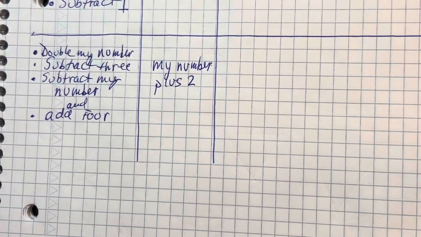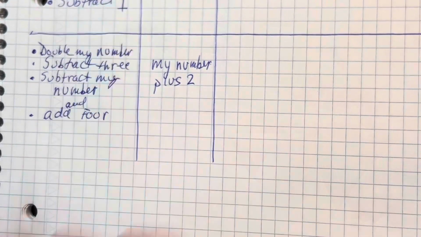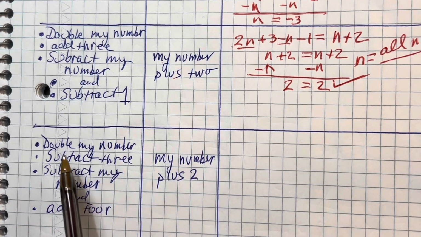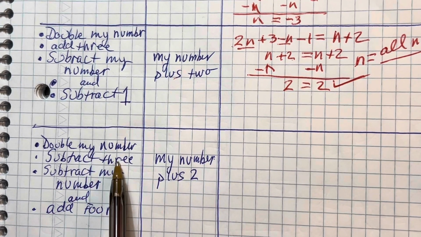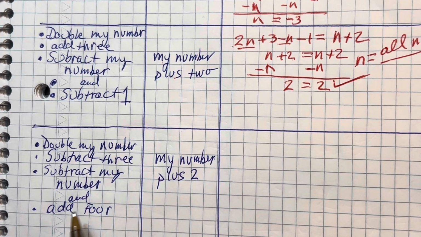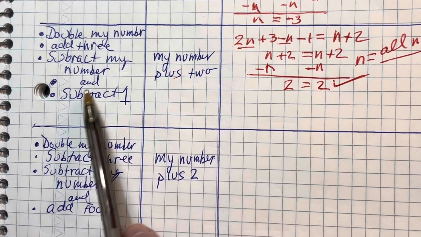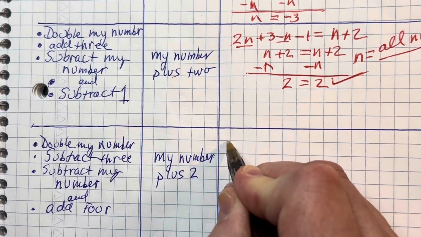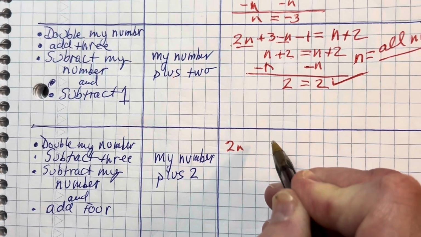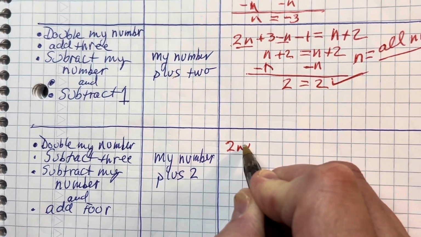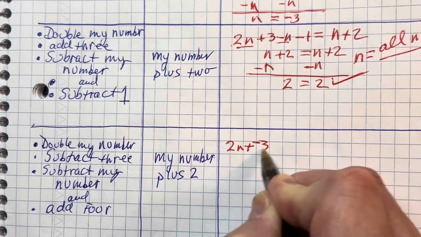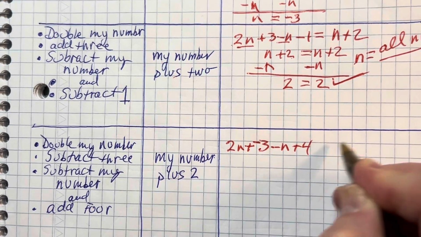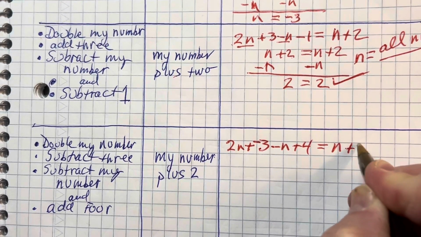Do you notice anything about the last one that's different from this one right here? Yes, here I subtract 3 and I add 4, and that's going to look different from your situation up here. So let's write that down. I'm going to double my number, subtract 3, so I'm just going to call it adding a negative 3. Then I'm going to subtract my number, and add 4. That equals my number plus 2.